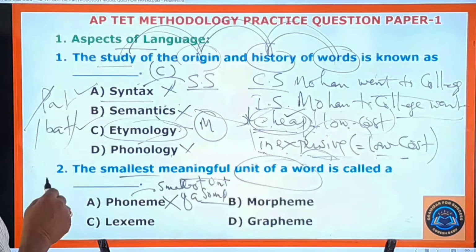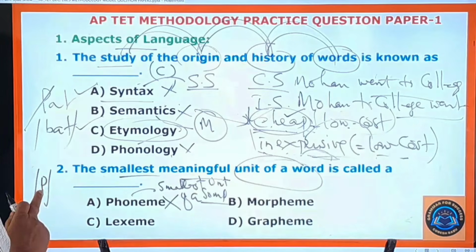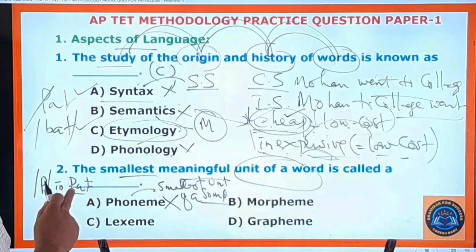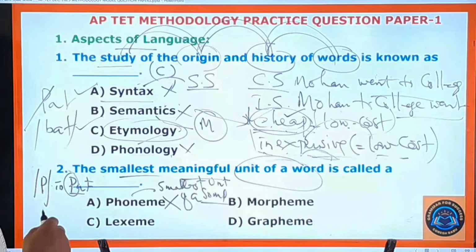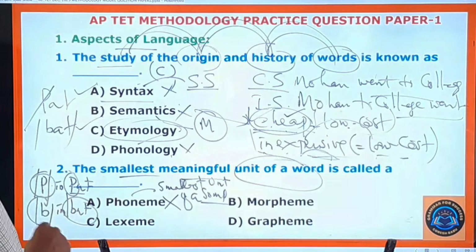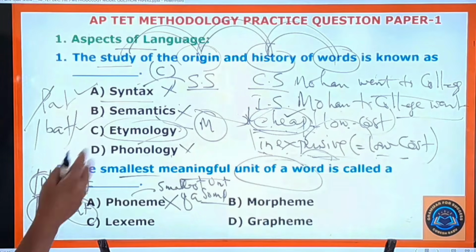For example, P is the smallest unit of sound in what? In pat. In this word, this P is the smallest unit of sound. And B means ba, P means pa. So pa in pat and ba in bat. These are called phonemes. And changing a phoneme can change the meaning of a word.